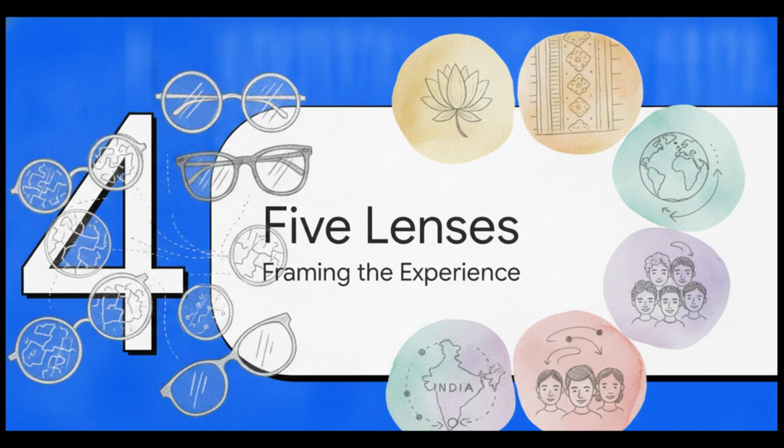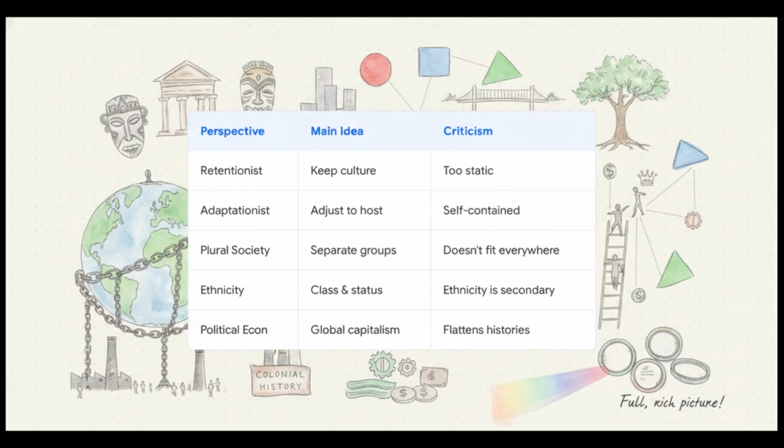Section 4. 5 lenses on diaspora. Framing the experience. Now, what's really interesting here is how academics actually study these groups. Think of these as different academic glasses you can put on. Retentionists argue that migrant cultures stay mostly unchanged, while adaptationists swing the total opposite way, focusing on how migrants adjust to their new society. But honestly, both can kind of miss the internal community dynamics.